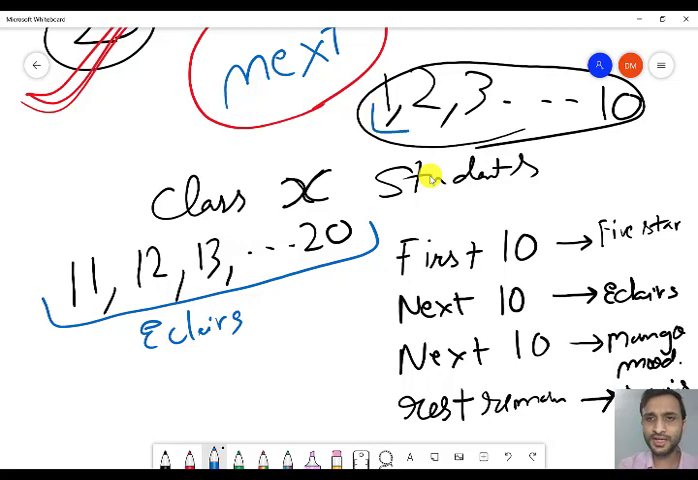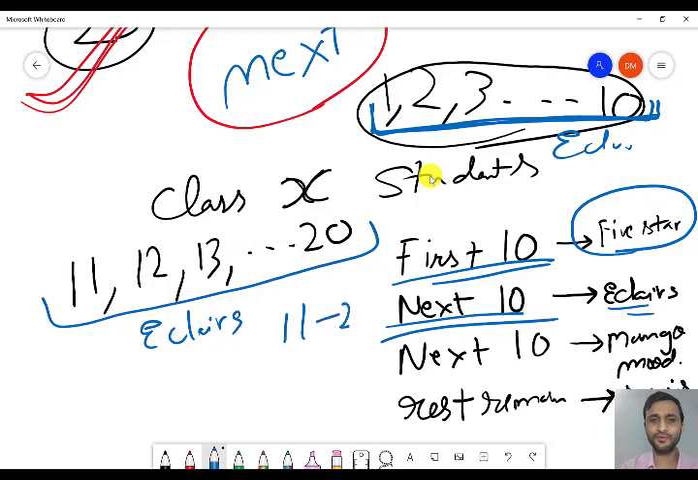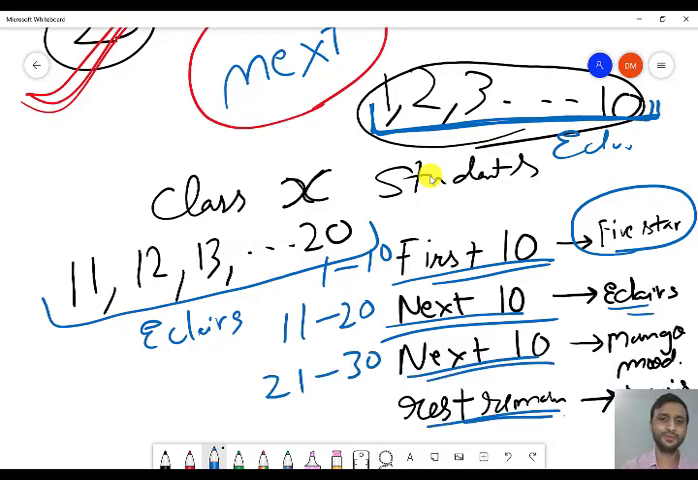Will the first 10 rank holders who got 5 Star get eclairs too? No, because they have already received 5 Star. 5 Star is for the first 10 students, eclair is for the next 10. Next 10 means from 11 to 20, and first 10 means from 1 to 10. Again the next 10 means from 21 to 30. Remaining means, for example, if there are 35 students in your class, 30 are already given, so 5 are remaining. These 5 will get Poppins.